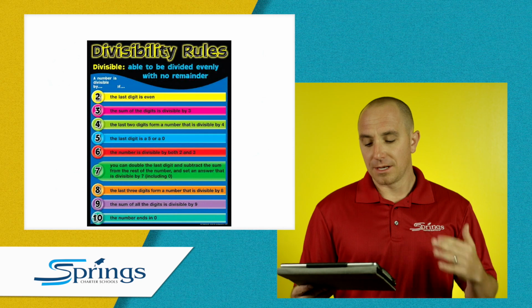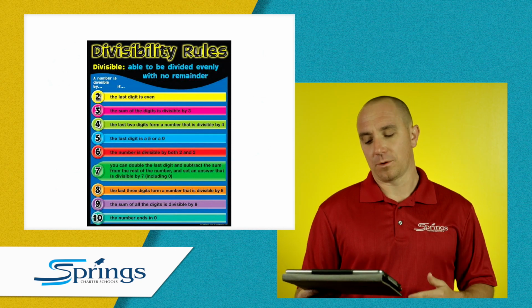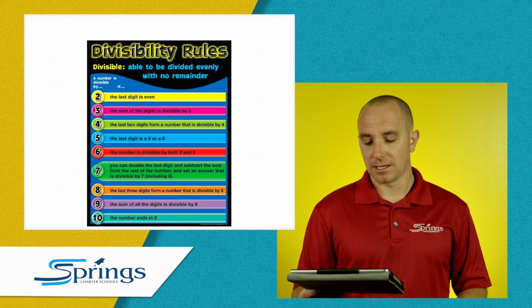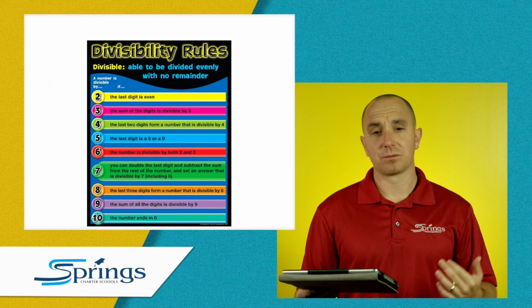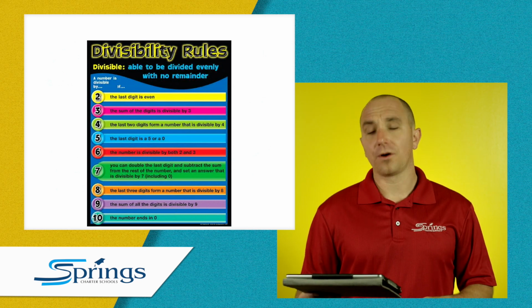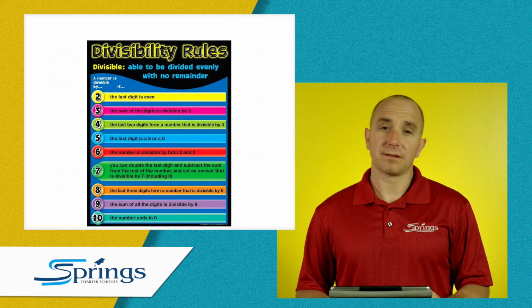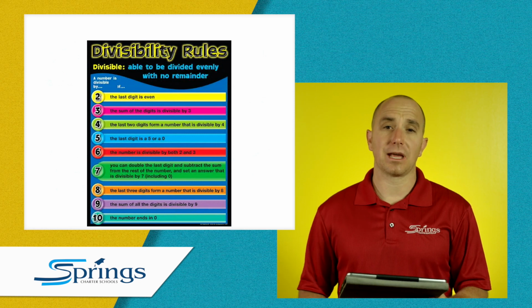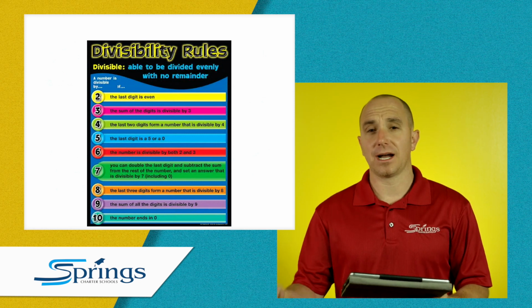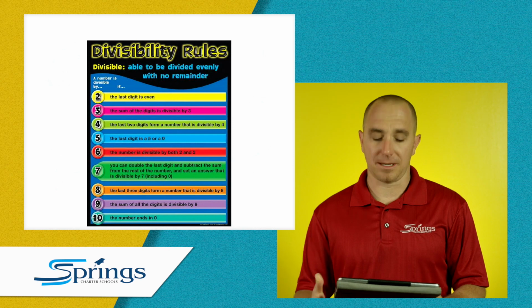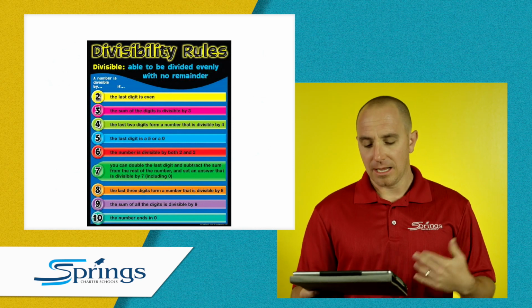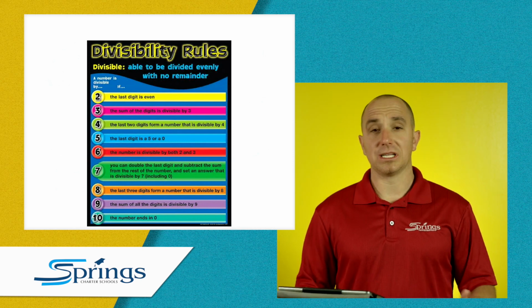All right, the number 8. The last 3 digits form a number that is divisible by 8. The number 9. If it's divisible by 9, the sum of all the digits is divisible by 9. That's kind of a good trick. If you just add all the numbers together, and you can divide the sum by 9, the whole number is divisible by 9. All right, and 10, the number ends in a 0. So that's a pretty easy one as well.